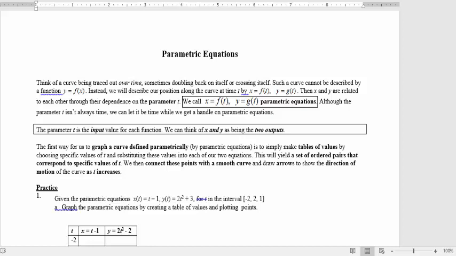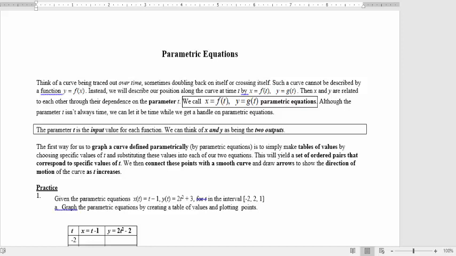If you think about a curve being traced out over time, maybe sometimes doubling back on itself or crossing itself, that curve cannot be described by a function y equals f of x. Instead, you have to describe our position along the curve at any given time t by two functions: x equals f of t and y equals g of t. So x and y are related to each other through their dependence on what we call the parameter t. And again, t is usually time.